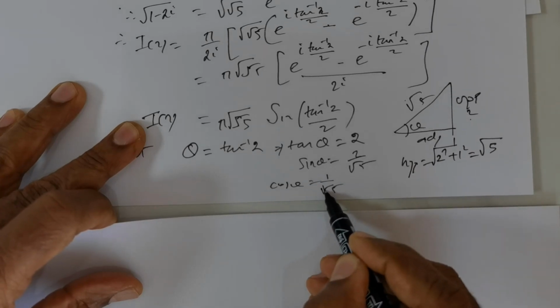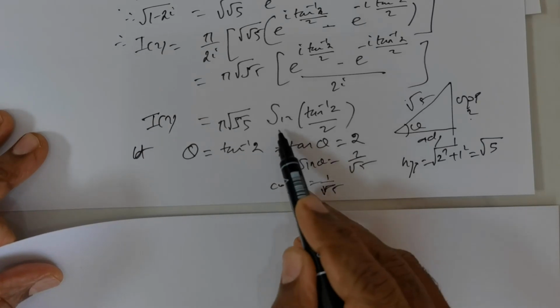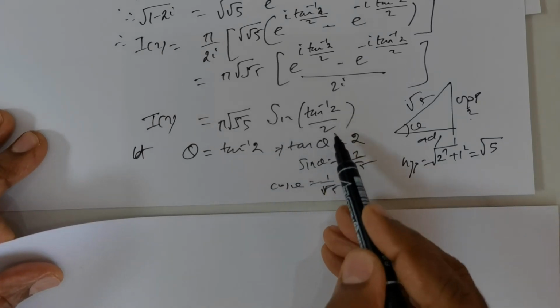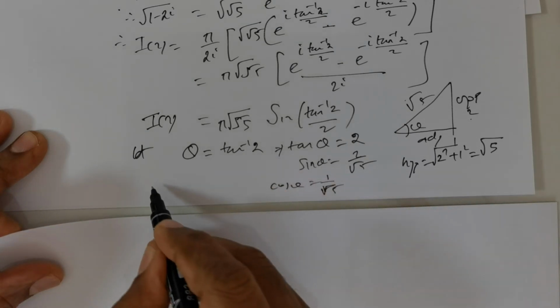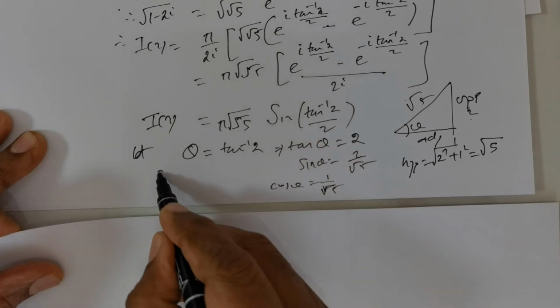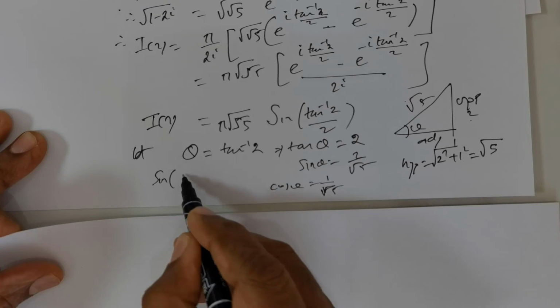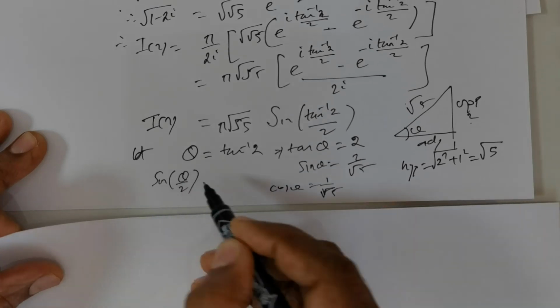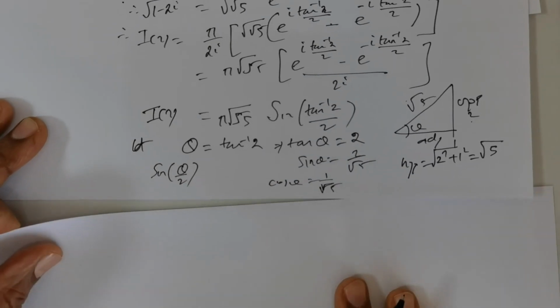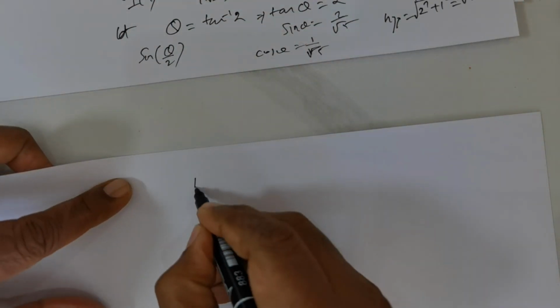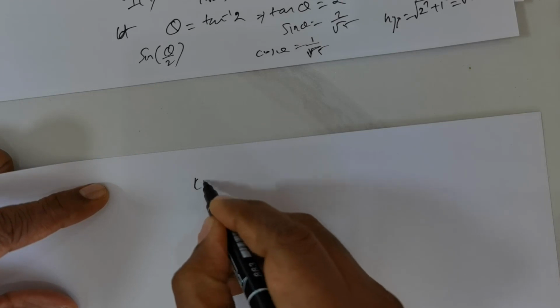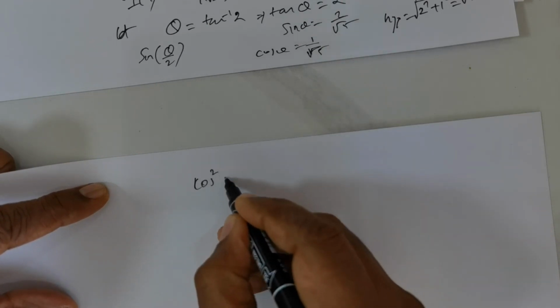Now we will have to get sine of tan inverse of 2 divided by 2. So I have taken theta to be equal to tan inverse of 2. So that would mean we are interested in the value of sine of theta over 2. So this is what we are interested in. So for that we will have to utilize our all important formula for cos squared theta.